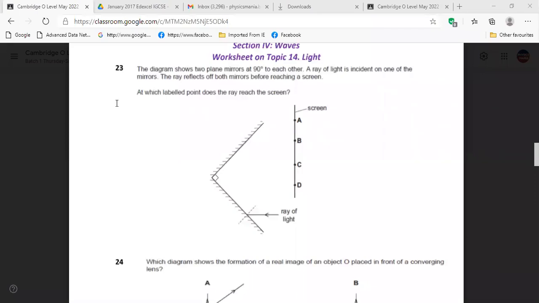The diagram shows two plane mirrors at 90 degrees to each other. A ray of light is incident on one of the mirrors. The ray reflects off both mirrors before reaching a screen. At which labelled point does the ray reach the screen? So I didn't understand this one.